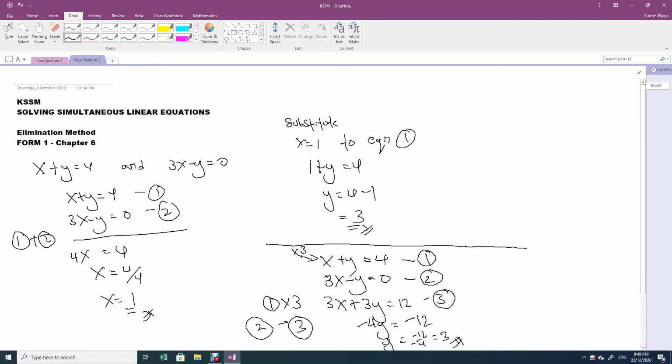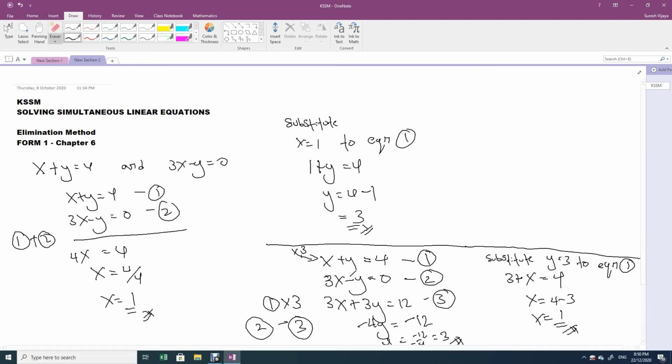Okay, what we need to do next is we have to substitute y equals to 3 to either of the equations. Let's take equation 1. So we have 3 plus x will be equals to 4. So we will have x equals to 4 minus 3, x will be equals to 1.